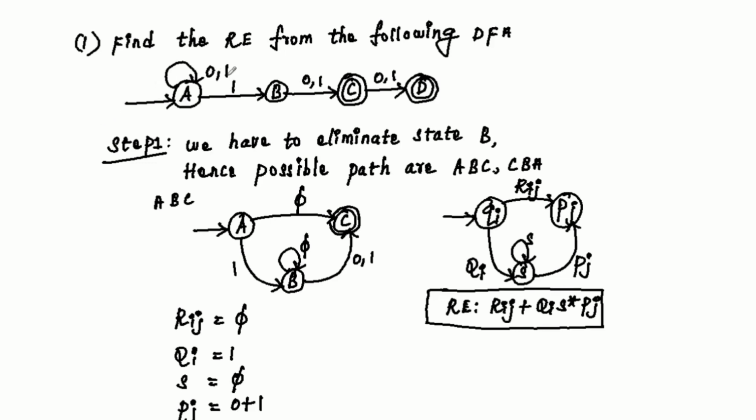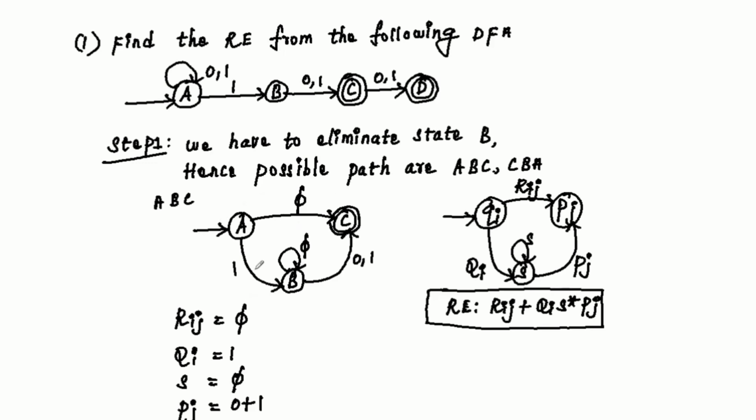The transition from A to B is labeled as 1. Here you write A to B is 1. There is no transition from A to C, so it is labeled as null. Here you write A to C null. Capital B has no self loop, so the transition B to B is also labeled as null. Here you write null. The transition from B to C includes 0, 1, represented as 0, 1. Using the transition formula, we compute the updated path from A to C.